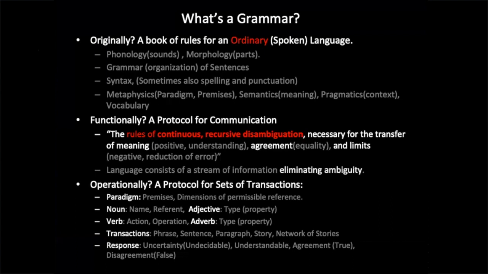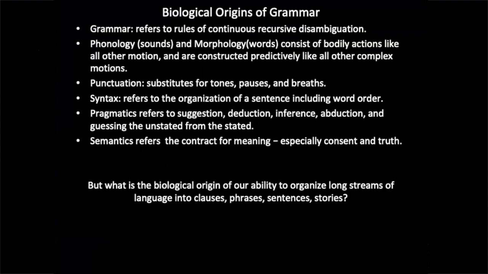That's the purpose of science, to produce a language that serves as a logic of a paradigm within the hierarchy of paradigms of the sciences. So what are the biological origins of grammar? Well, again, I'm going to restate this slightly differently. The grammar does refer to the rules of continuous recursive disambiguation. It's a protocol for information transfer between humans. It's not that I'm saying that humans should be like computers. I'm saying that we do this and we made computers like us.